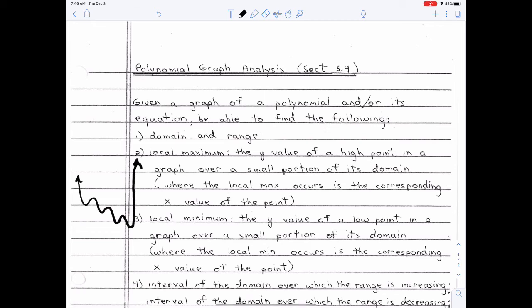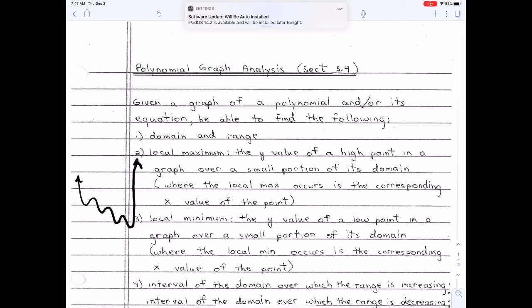Okay, is there a maximum to this graph? No, because it keeps going up forever. Is there a minimum? Yes. The minimum for the entire graph would be the y-coordinate of that point, because that's the lowest point on the entire graph. Okay, that's a minimum, period. Now, it's also a local minimum, but it's also the minimum for the entire graph.